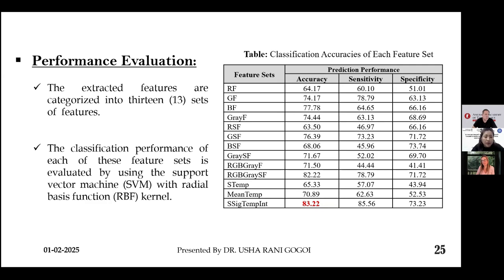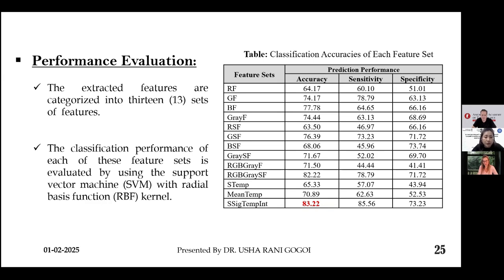83.22%. That means we should not go with all the features. After extracting all the features, we have to always check whether they are statistically significant or not. If they are statistically significant, then only we should feed them to the classifier, because the statistical significance test also helps us find out which features are more discriminative than the other features.